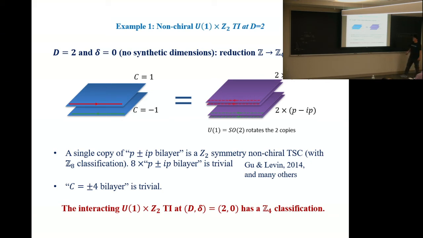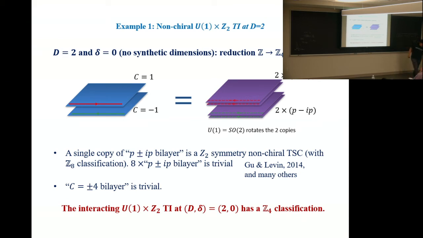One can go through Fidkowski and Kitaev's paper to learn all the techniques, but it's slightly too technical to explain here. The conclusion is that suppose D is 2, delta is 0, which means that there's no synthetic dimension, all the dimensions are physical dimensions. The classification will be Z4.